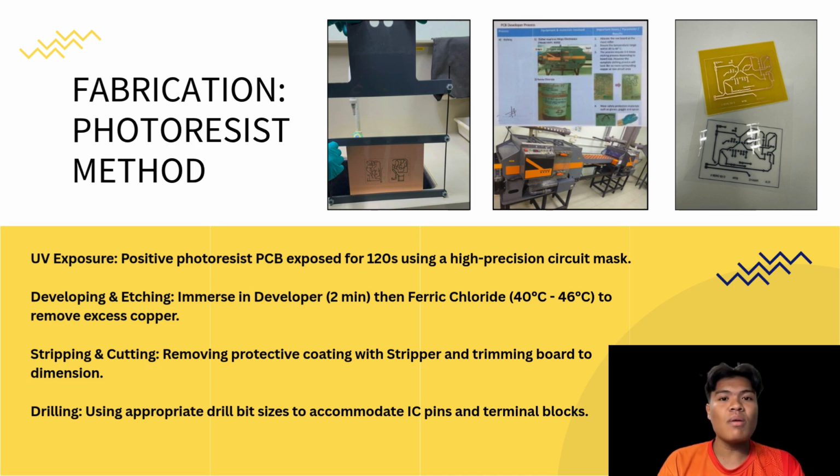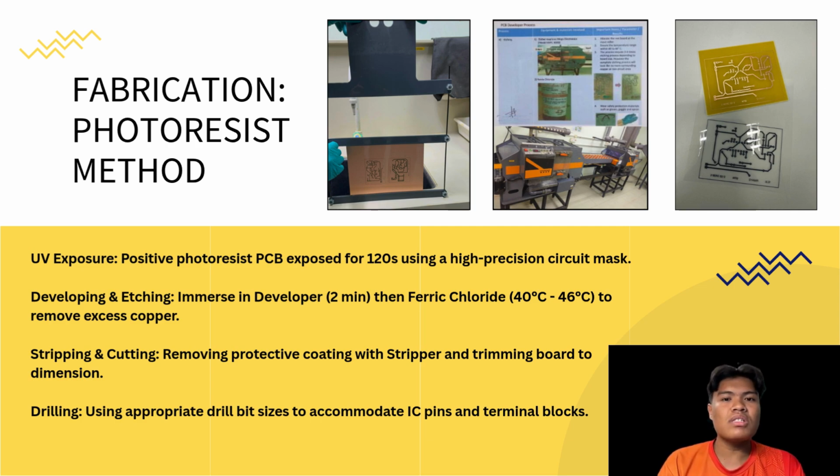The second step is developing and etching. The exposed PCB is immersed in a developer solution for about 2 minutes to reveal the circuit pattern. After that, the board is placed in ferric chloride solution at a temperature of 40 to 46 degrees Celsius to remove the unwanted copper and form the PCB tracks.